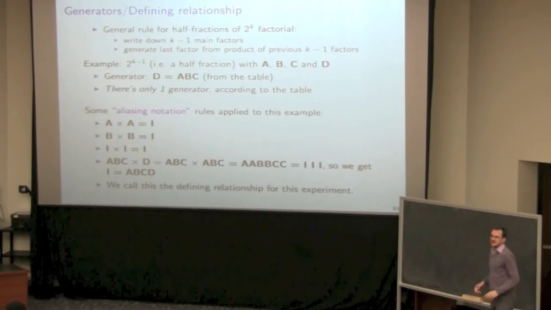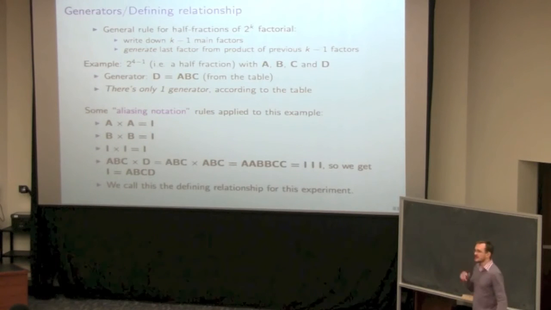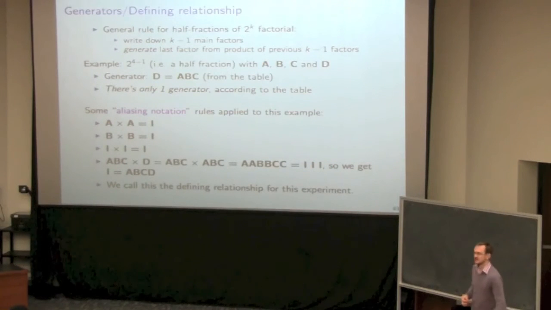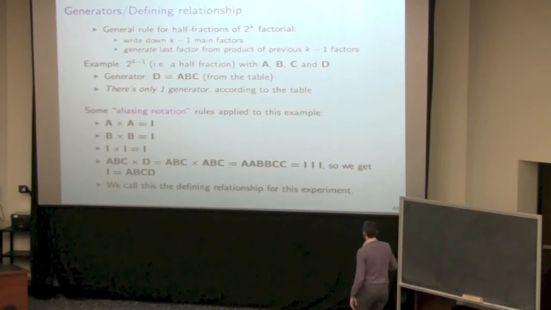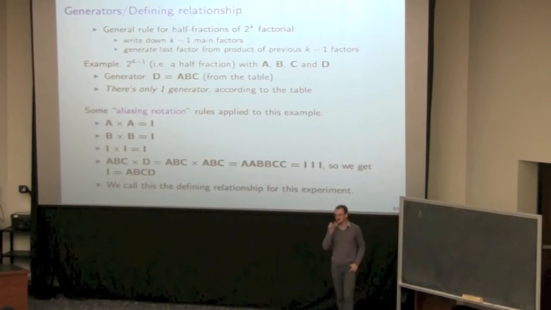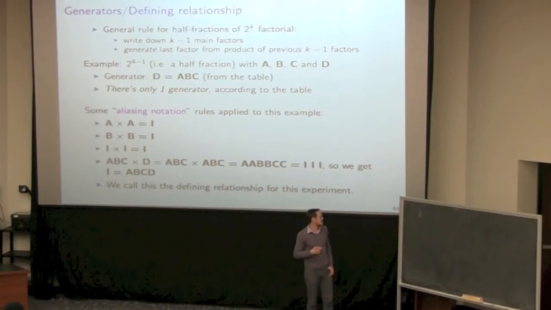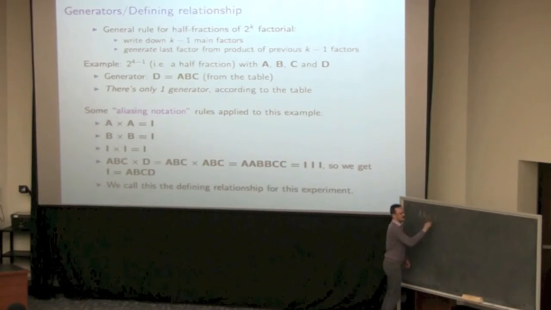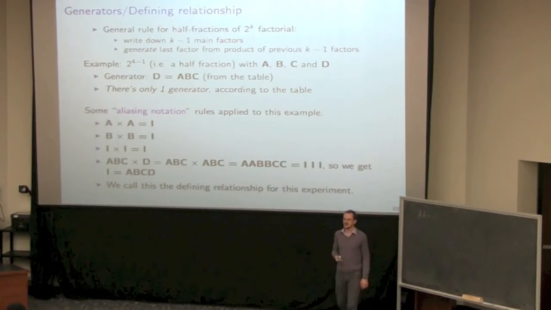I'm going to introduce here some way of thinking about experiments so that we can calculate an aliasing pattern without generating a spreadsheet and finding the columns that are similar to each other. The way we do that is we create some rules. We say if I take the symbol A representing the first factor and I multiply A by itself, I get the identity. So A times A is the identity.